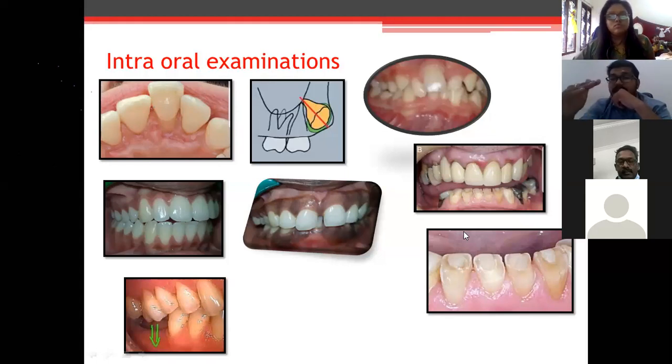Abfraction means that whenever you have an increased occlusal load, maybe suppose you have bruxism, the enamel is the hardest thing, but it is thin where it joins at the cemento-enamel junction. Due to this increased load at the cemento-enamel junction, the enamel will chip off. That is why you get abfractions. Whenever you have abfractions, you definitely should have attrition. Abfraction will never develop without attrition, because attrition is the main cause of abfraction.